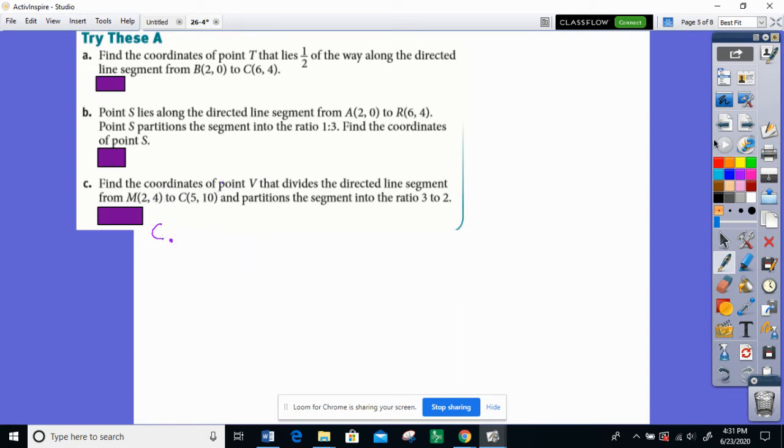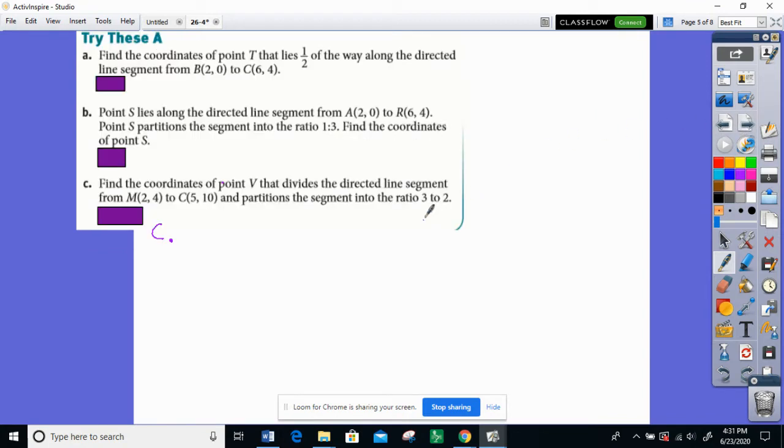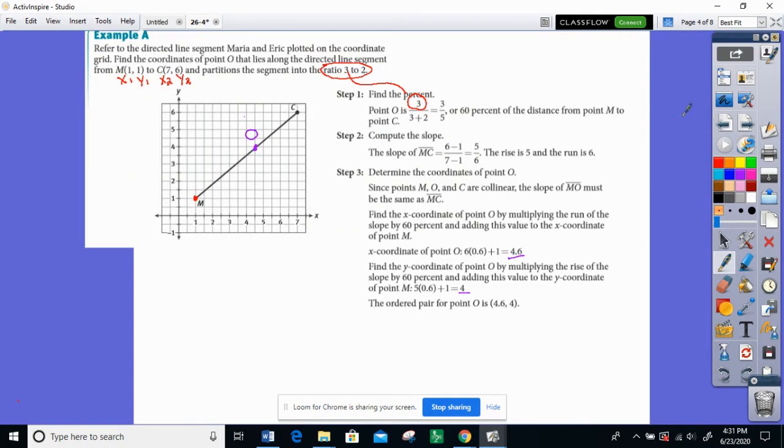Well, we're going to follow the same steps that we did back here. We're going to convert this ratio into a percentage. So that's going to be 3 over 3 plus 2. That's equal to 3 over 5, which as a percentage would be 60%, but as a decimal would be 0.6. All right, what did we do after that? Well, we found the slope.